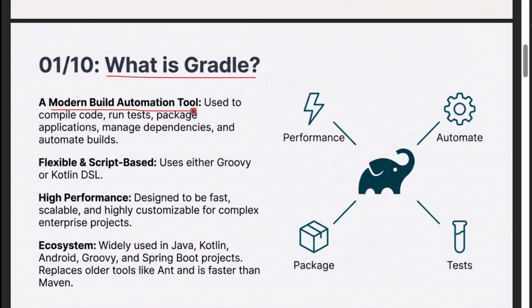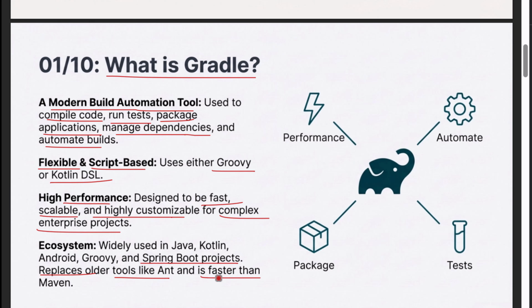Gradle is a modern build automation tool used to compile code, run tests, package applications, manage dependencies, and automate builds. It is widely used in Java, Kotlin, Android, Groovy, and Spring Boot projects. Gradle is known for being extremely flexible because it is script-based and uses either Groovy or Kotlin DSL. One of its biggest strengths is performance. Gradle is designed to be fast, scalable, and highly customizable for complex enterprise projects. Gradle replaces older tools like Ant and is much faster and more flexible than Maven.